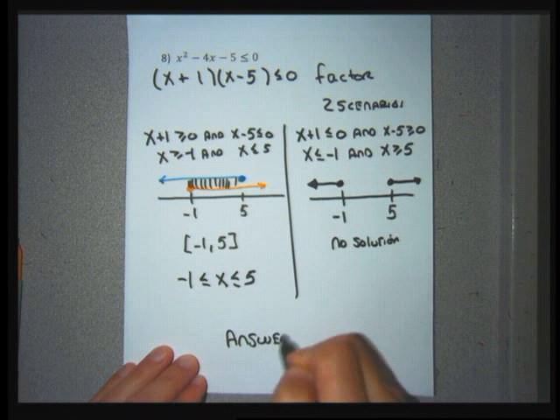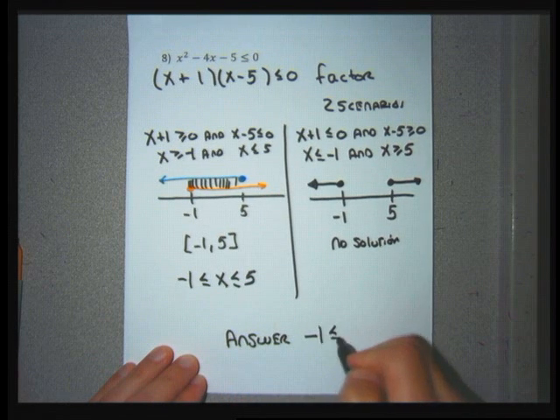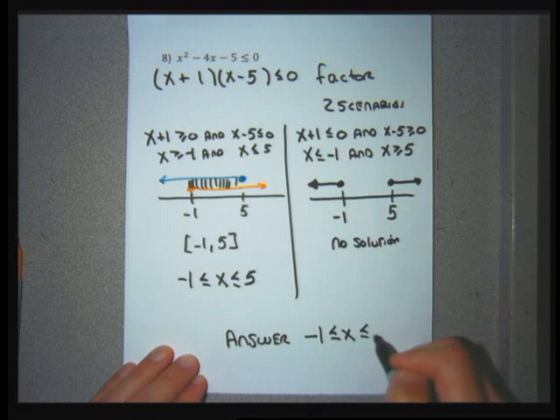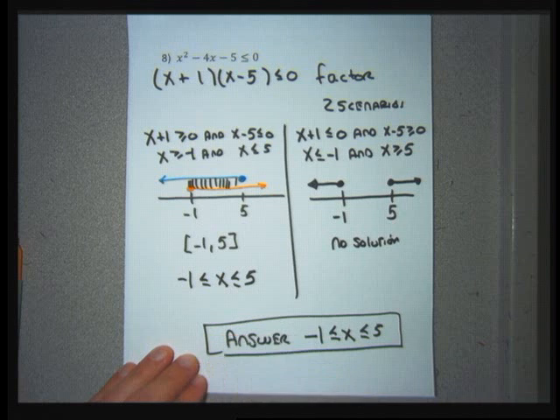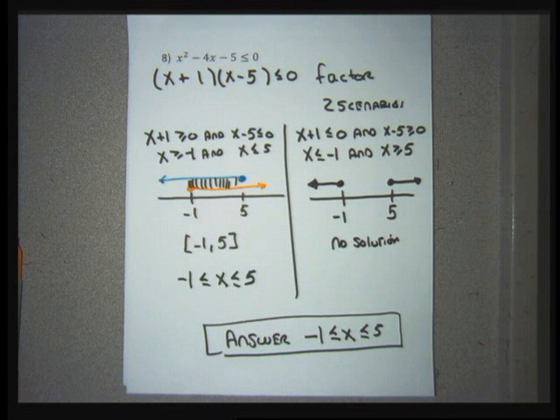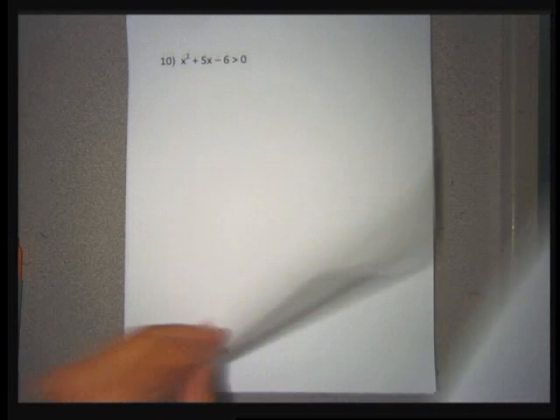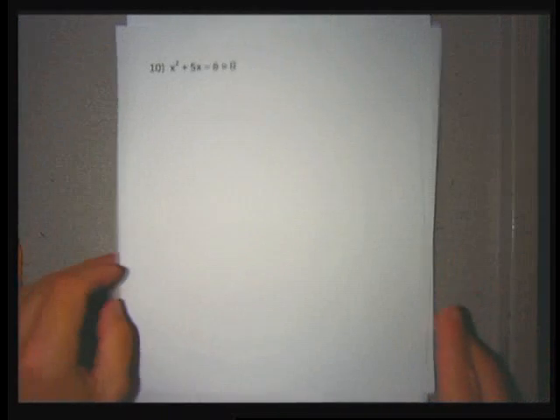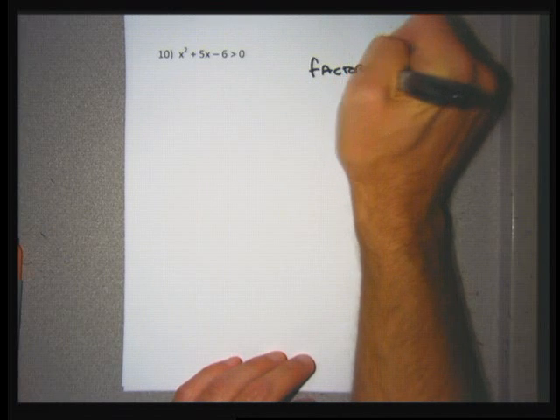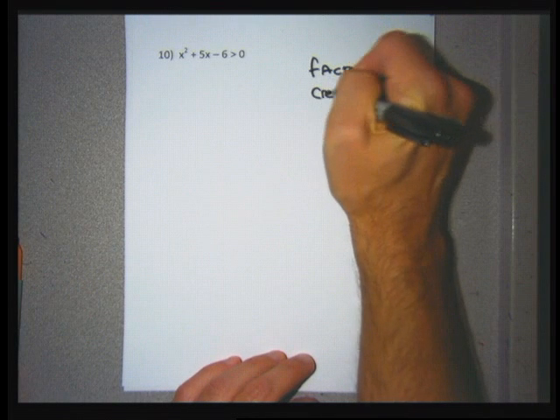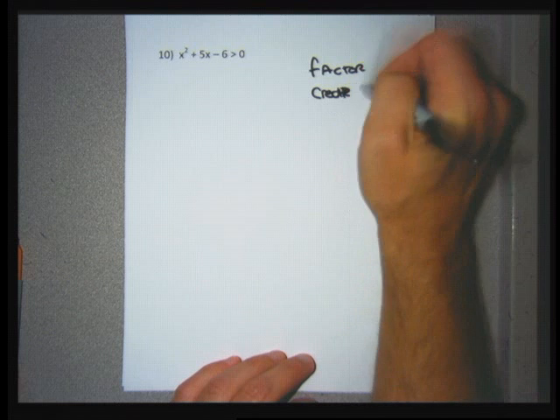When we get greater thans, each of the scenarios is going to have a solution. And when I go to write my answer, I'm going to write each scenario's answer with the word or between the scenario answers. So that's the last less than in the non-fraction problems. Getting into greater thans work similarly. I'm going to factor and create two scenarios. But the scenarios are going to be different.